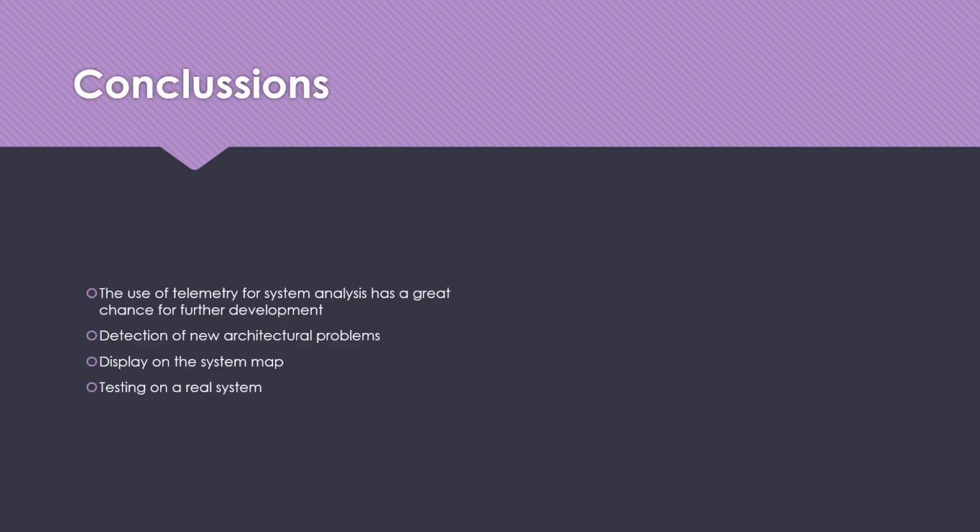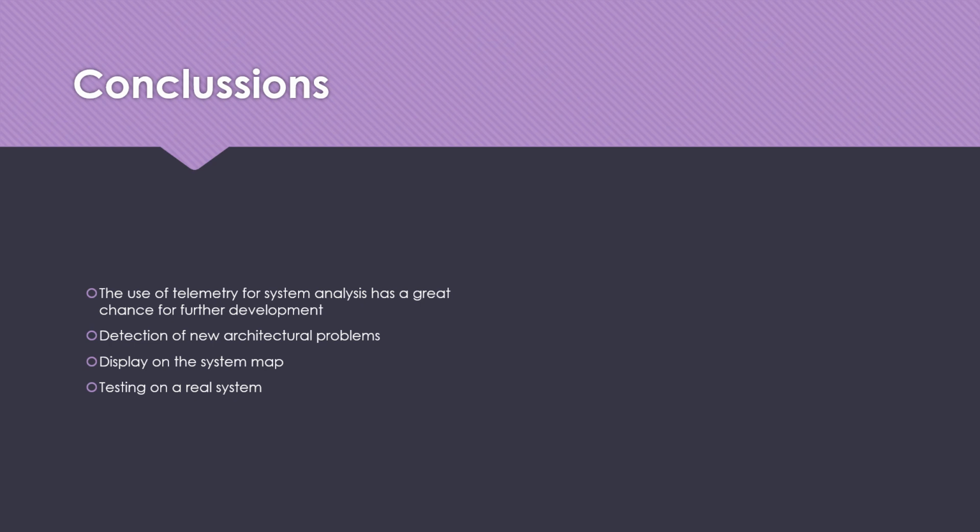As a conclusion, the use of telemetry for system analysis has a great chance for further development. In the case of architectural smells, it is possible to analyze the problem of long chains of synchronous requests, detect slow ones, and determine the belonging of services to a certain module and context.